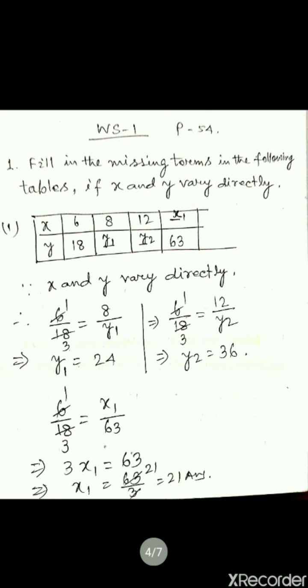Similarly, 6 by 18 equals 12 by y2. 6 ones are 6, 6 threes are 18. Therefore y2 equals 3 into 12, that is 36. Similarly, 6 by 18 equals x1 by 63. 6 ones are 6, 6 threes are 18. So 3x1 equals 63. Therefore, x1 equals 63 by 3, that is 21.